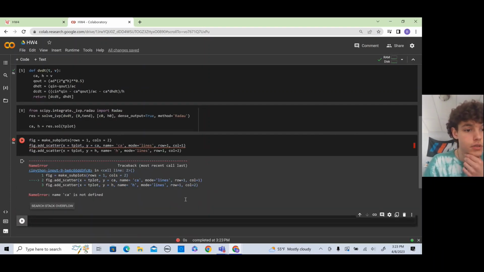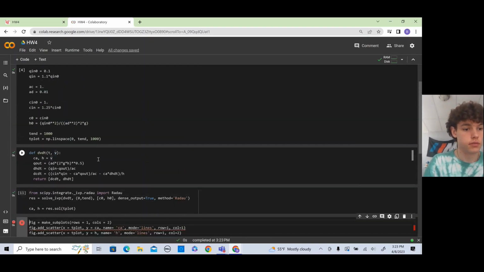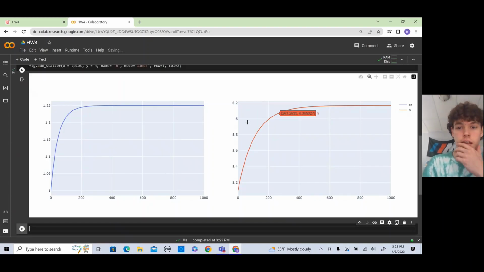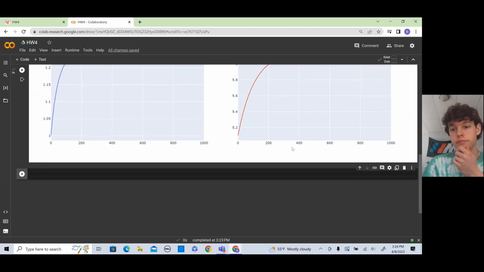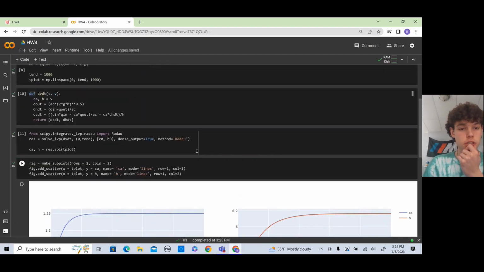And this CA is not defined. CA most certainly should be defined. And we end up with our concentration coming to the steady state at our new concentration of 1.25, and our height ends up somewhere around the range of 6.1 with our 10% increase to the initial flow rate. All right.